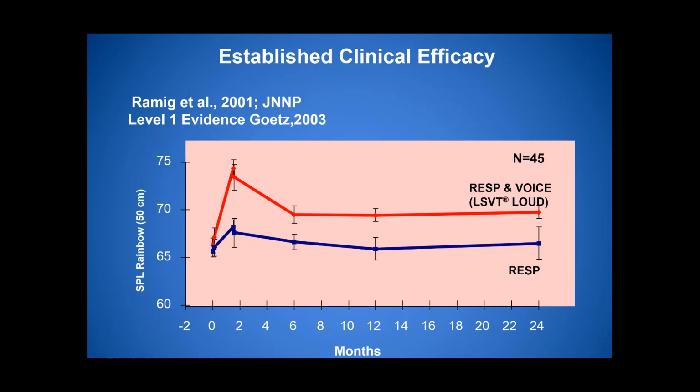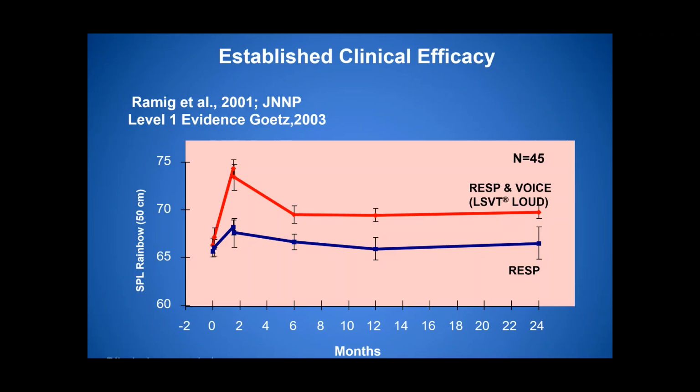On the vertical axis on the left, you see SPL rainbow. That means sound pressure level, or the decibels of loudness, while they're reading a standardized passage called the Rainbow. The length of treatment was 4 weeks, and so you see this nice spike in amplitude in both groups actually, but the LSVT Loud group reached statistical significance, whereas the respiratory control group didn't.